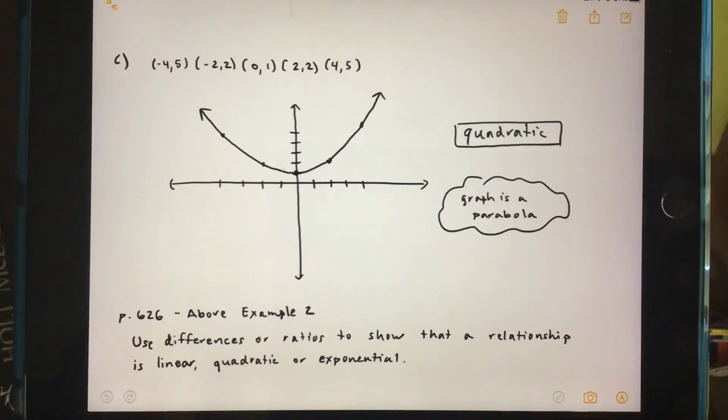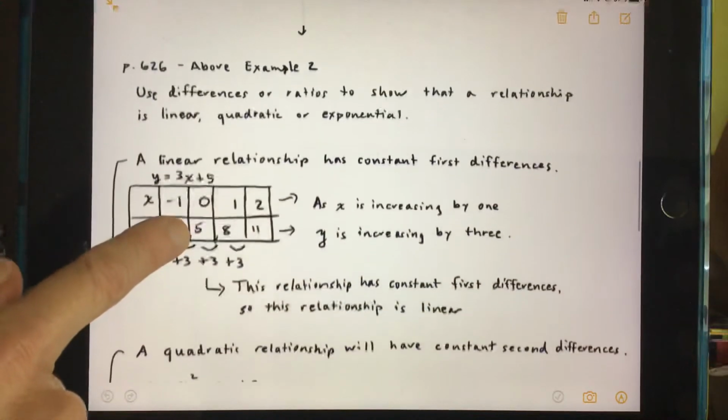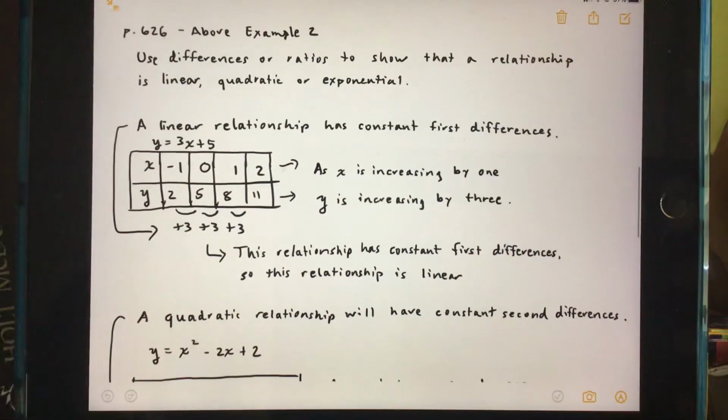So again, for this part of the lesson, we were using the shape of the graph to determine whether or not we had an exponential, a quadratic, or a linear relationship. Now, the next part is we're going to take a look on page 626. This is at the top of the page. It's the stuff that's above example 2.